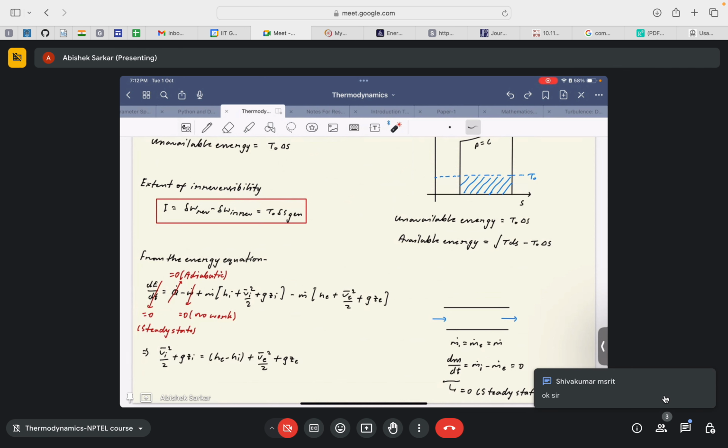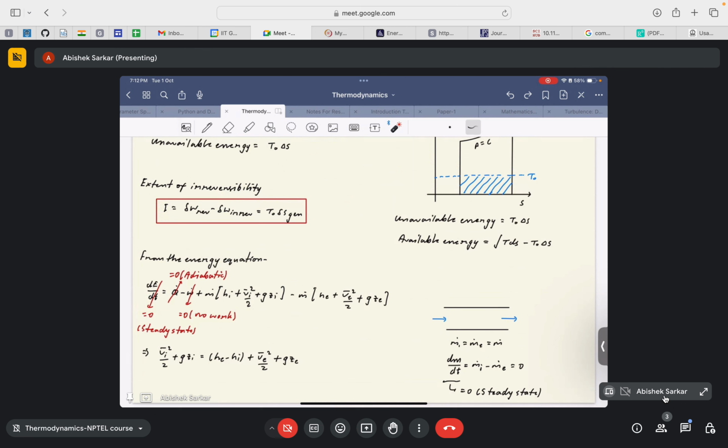Okay, thank you. And again, there's another statement that Professor Anand uses, that is the extent of irreversibility, or I. The extent of irreversibility is represented as I, which is basically the difference between the net reversible work and the net irreversible work, which will be equal to T naught delta S gen.